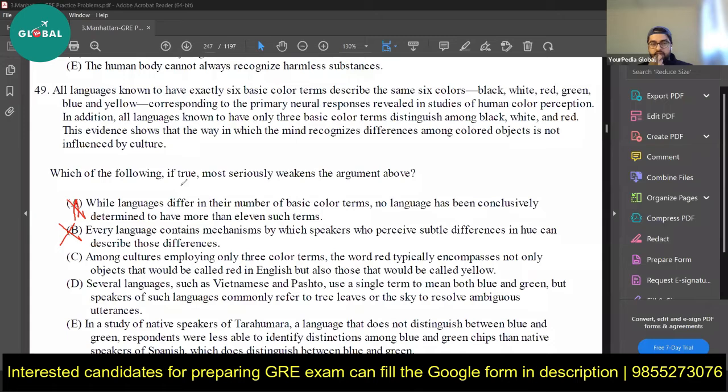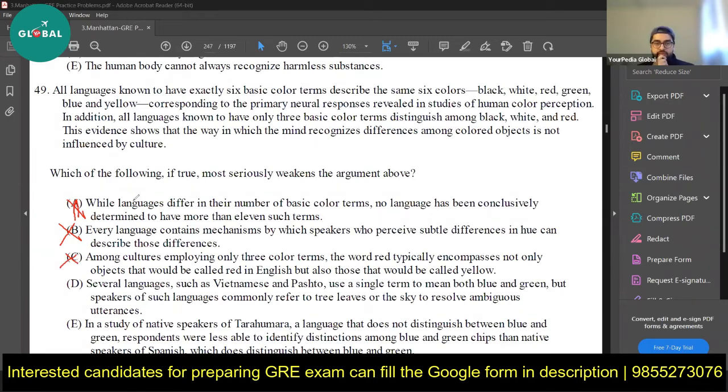So again, in C, he's not mentioning something like where culture is influencing their power to recognize the colors. So if he's not talking about that, we will again say this is incorrect.